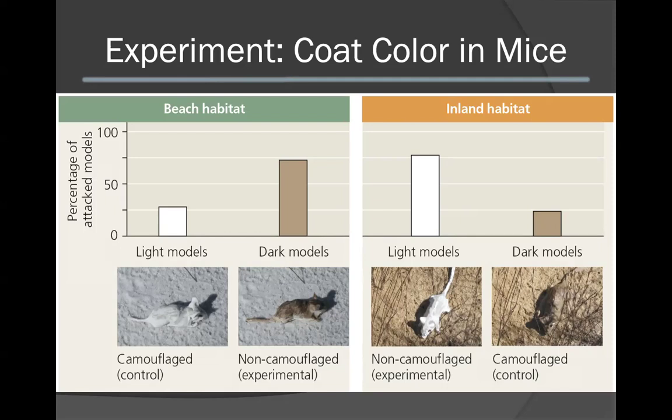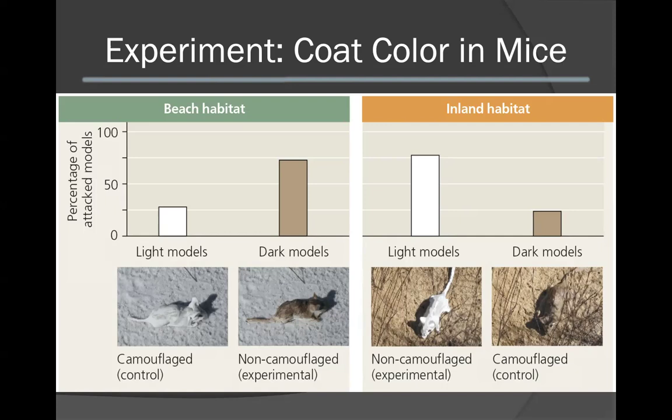In this type of environment, the beach habitat, the camouflaged mouse, or the light model, was considered to be the control because it is well camouflaged to the environment, and that would be considered the control in this type of experiment. Whereas the treatment effects, if we're looking at the effect of coat color, the treatment effect here would be the dark model mouse.